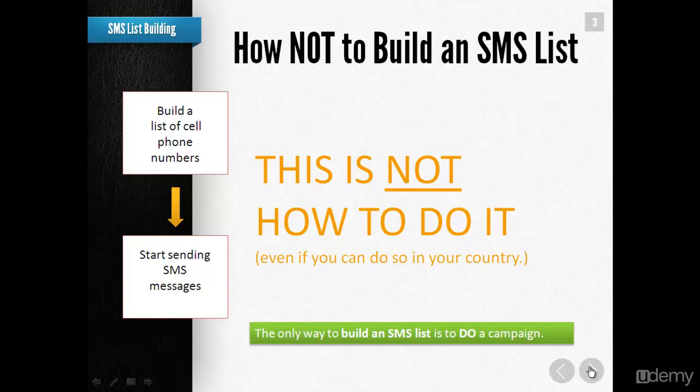So just to make sure that we're really clear, you cannot build an SMS list by renting or buying numbers, or even using cell numbers that you have from your own client base that you have collected for reasons that are not specific to a text message campaign. Now, it is actually legal to do this in some countries like the UK, but I don't advise you do it. It is just going to upset your customers and it's not worth it. So no matter what you do, the way that you build a list is by doing a campaign.